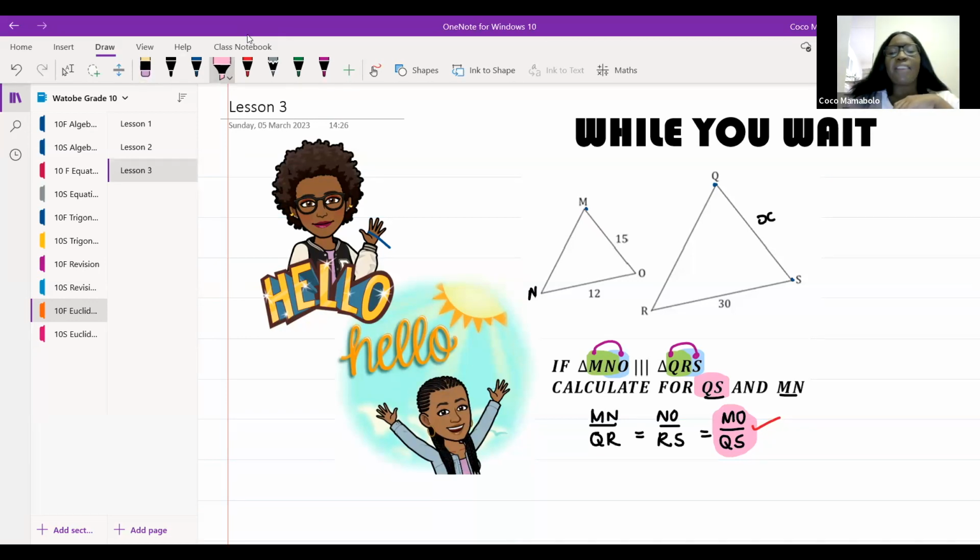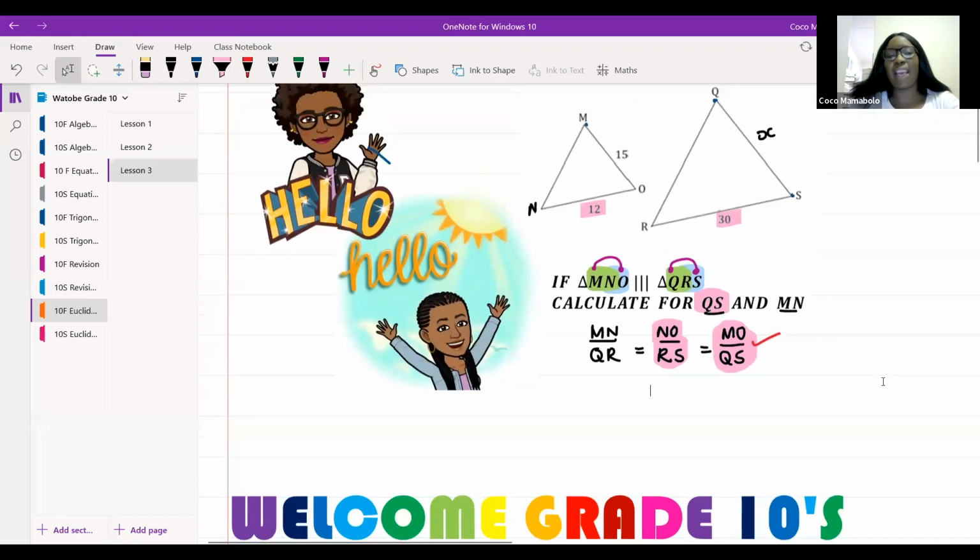Okay. All right. For the sake of time, I'm going to give this one to you because I feel like a lot of you guys are confused. I have the side NO and I have the side RS. So I'm definitely going to use NO and RS to figure out what the side QS is. All right. So let's see what we've got here. My NO is 12 over RS, which is 30, is equal to MO, which is 15, over QS, which is X. All right. What is my next step? I'm hoping everybody knows what my next step here is. What do I do next? We spoke about this in Wednesday's lesson.